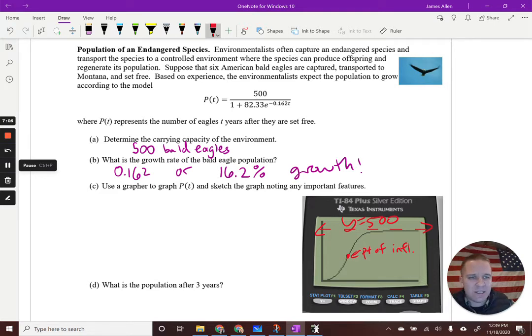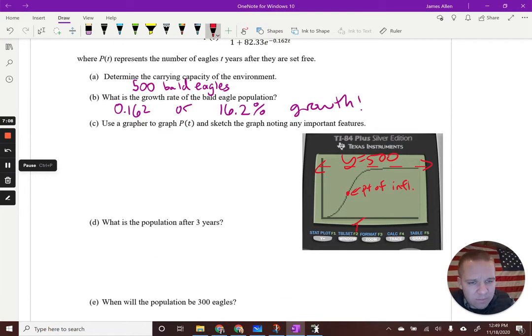Let's see here. Anything else we want to do? We can label our axes. We've got our time, which should be our T. And then we have our population of eagles. Cool. I think that's overall pretty good.